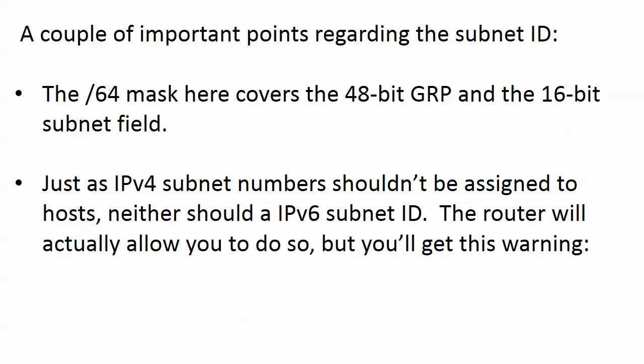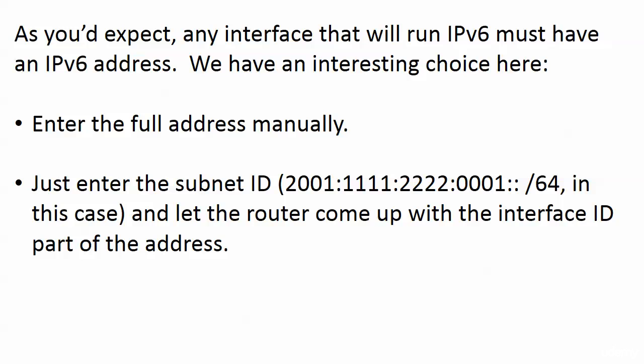And by the way, just as IP version 4 subnet numbers should not be assigned to hosts, neither should an IP version 6 subnet ID. The router will allow you to do so, but you're going to get a warning, and I'm going to show you that when we go live. I didn't want to just show you on the board. I'll show you live. But again, you know how you don't put the actual subnet number on a host with IP version 4? You don't do it with IP version 6 either, and you get a really odd message. But we will see that live, I promise you.